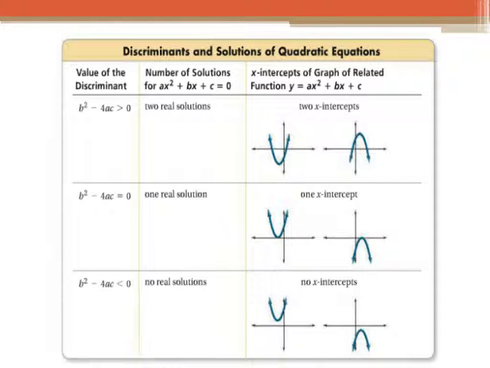Based on the value of your discriminant, it'll tell you how many solutions you are supposed to have. For example, if the radicand is positive, you're going to have 2 solutions. If the radicand is equal to 0, then there's 1 solution. And if the radicand is negative, then you're not going to have any x-intercepts. So let's try this.